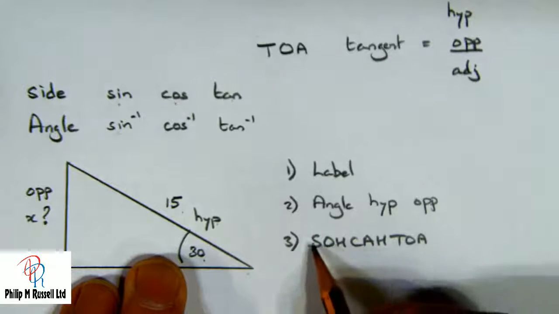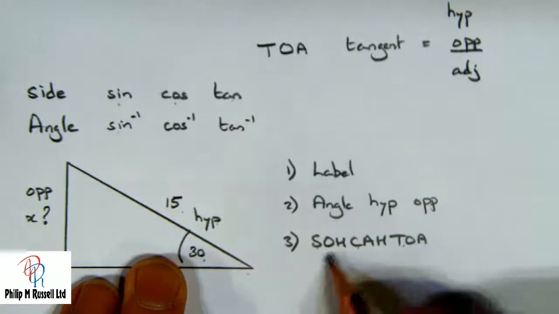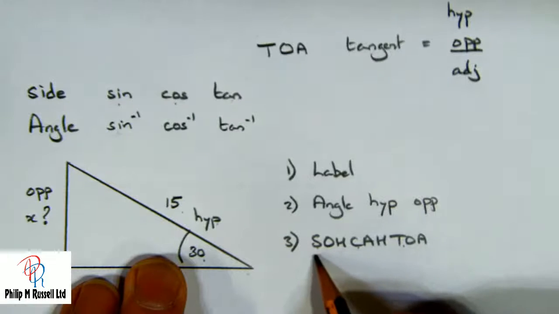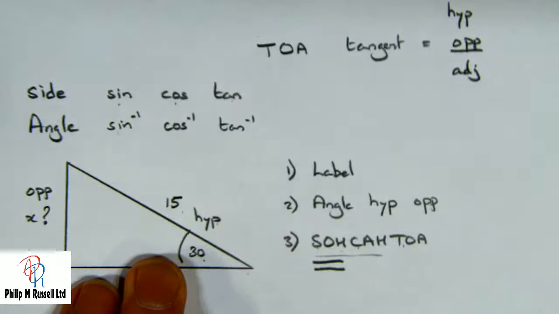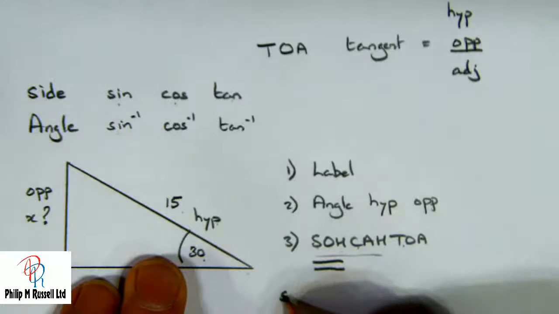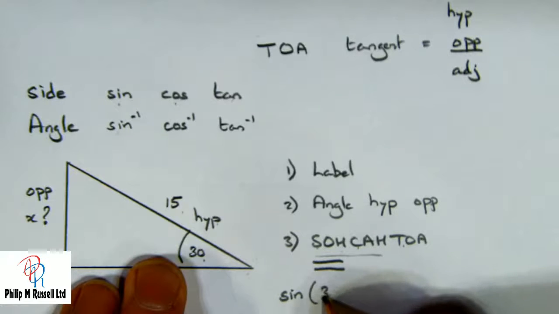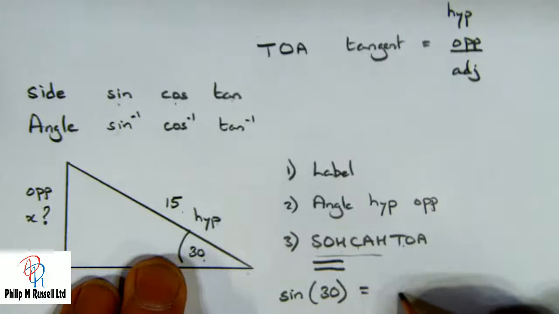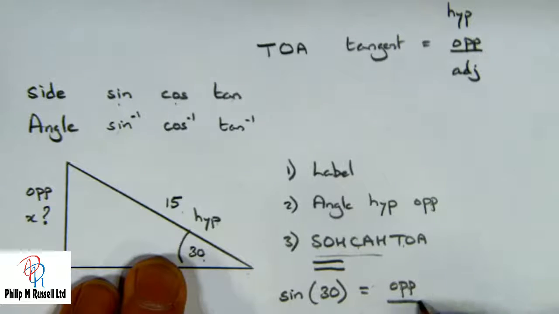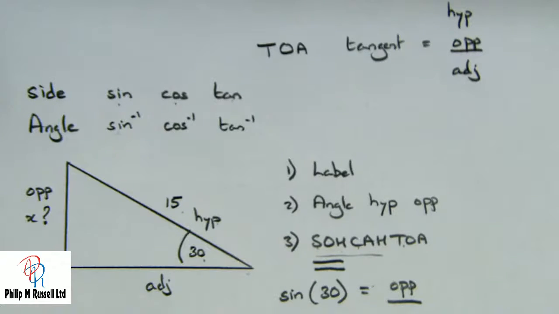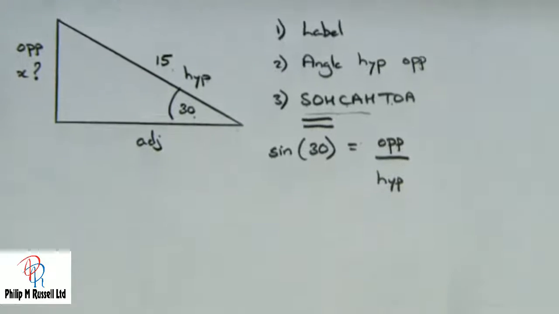So I've got an angle, so I've got the sine, the cos or the tan. I've got the hypotenuse, so it can only be one of those two, and I've got the opposite, so it's going to be SO. So we know that the sine of my angle, the sine of 30, is going to be the opposite divided by the hypotenuse. Let's put in what those are and rearrange the formula.